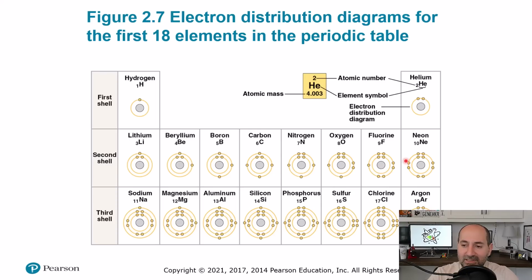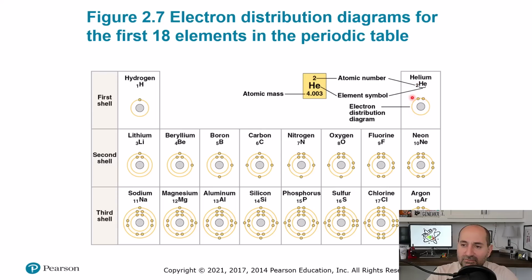Do you see what happened here? Notice this final column. Look at this last column here on the right, okay? This last column, these are known as the noble gases. And the reason they're known as noble gases is because they have filled their valence shell with electrons.